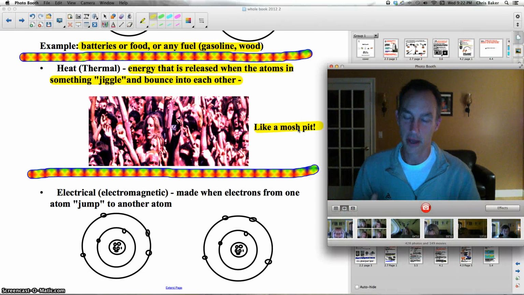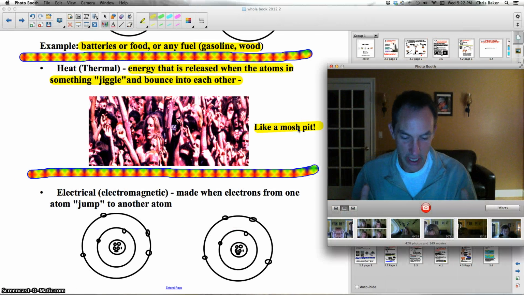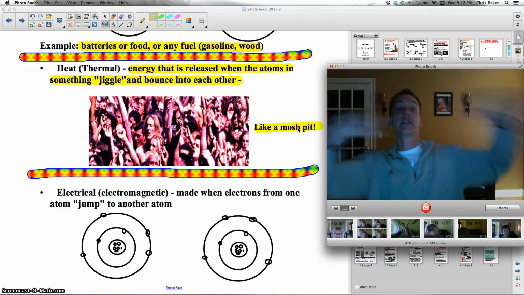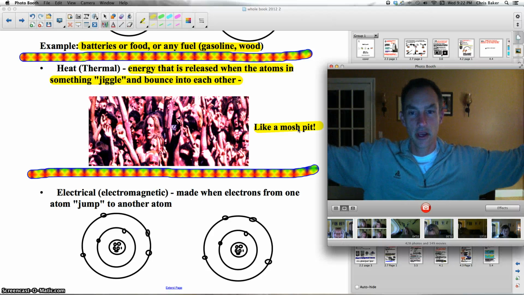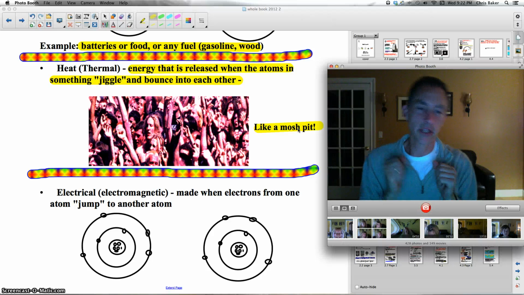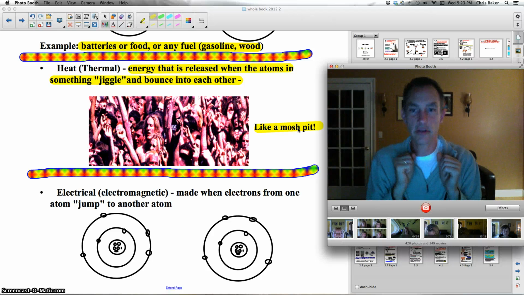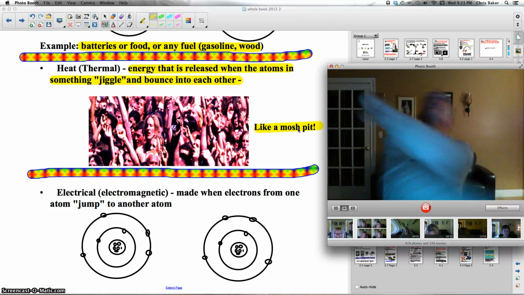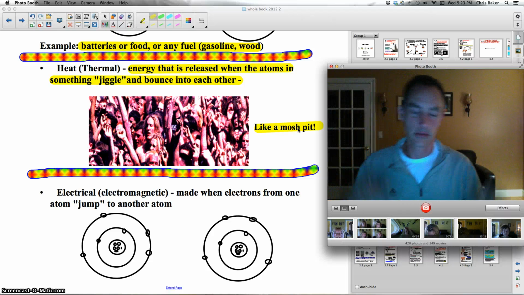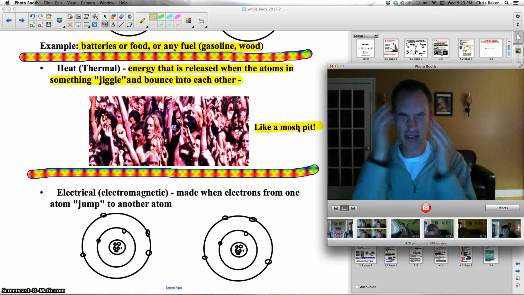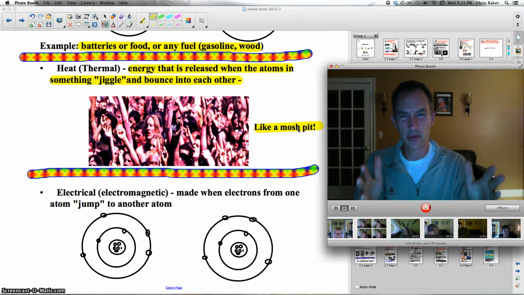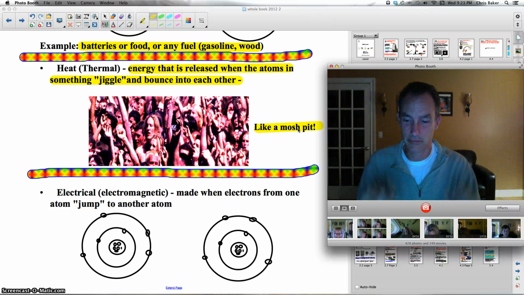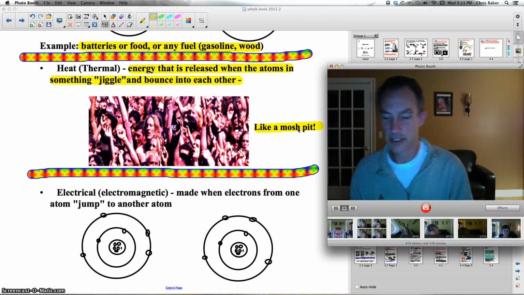Oh, the mosh pit, yeah. People in the mosh pit have a lot of energy. And so they're all doing this, and they take up a lot of space. But there's some people that are outside of the mosh pit, and they're just kind of dancing like this. They don't take up a lot of space, and they're not using a lot of energy. So they're like the very cold atoms. But the ones in the mosh pit, those are the ones that have a lot of energy, if you want to think of it that way. If that's confusing you, don't worry. Just know that it's jiggling atoms.